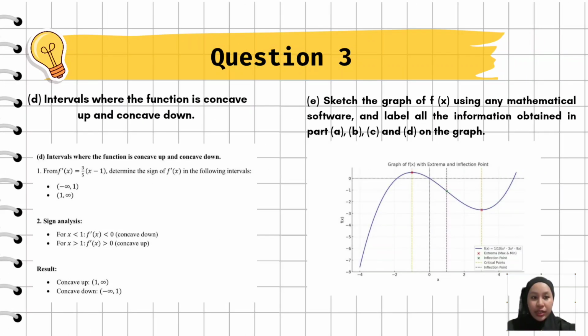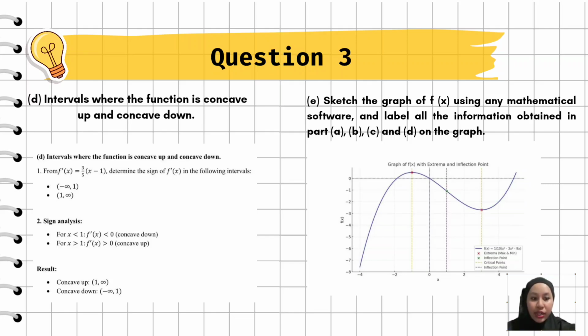To determine the concavity of the function, I analyze the sign of f''(x). The graph is concave up on UV and the graph is concave down on VW. This graph summarizes the analysis.